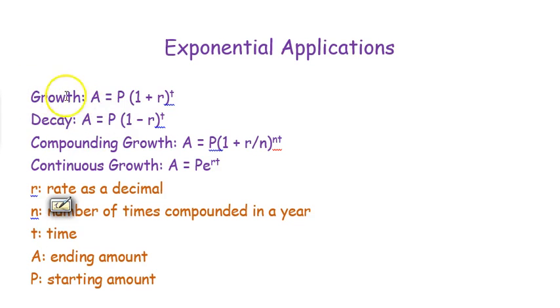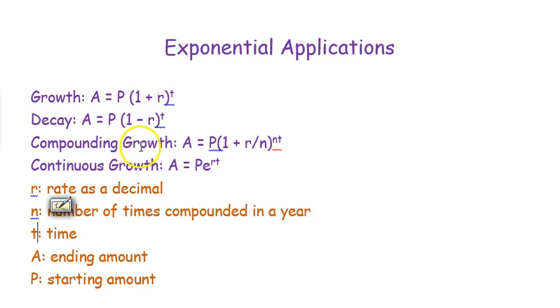You have a growth equation and a decay equation, and we discussed those graphs yesterday, where the growth graph was an uphill graph and the decay graph was a downhill graph. And here we have 1 plus the rate, and here we have 1 minus the rate. That's the main difference between those two.